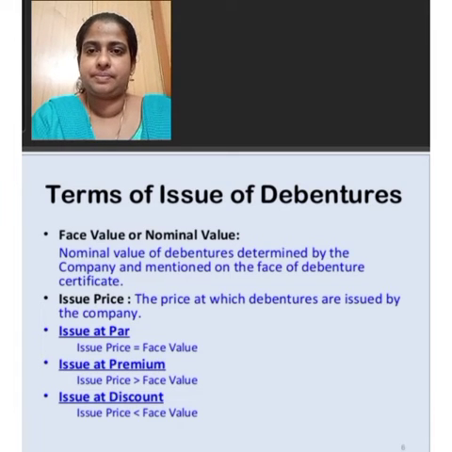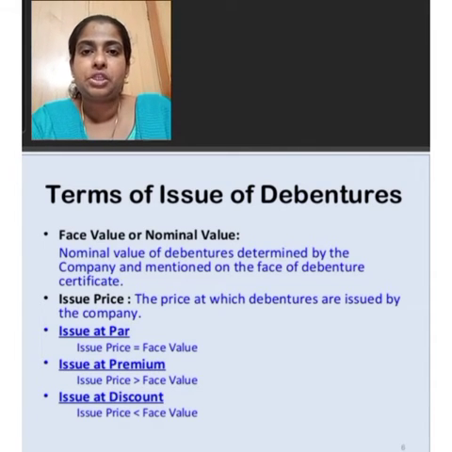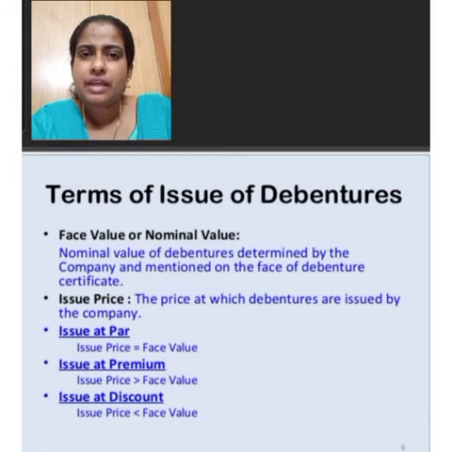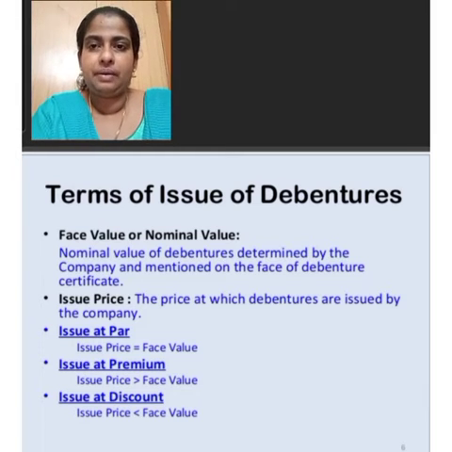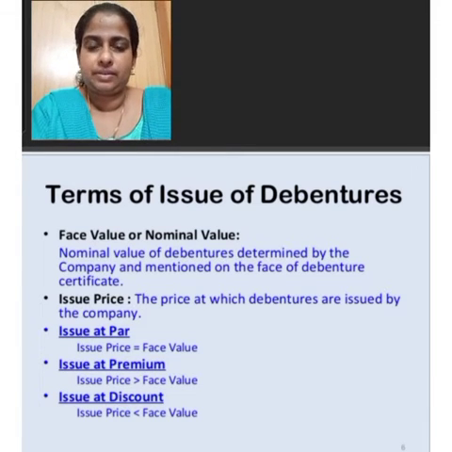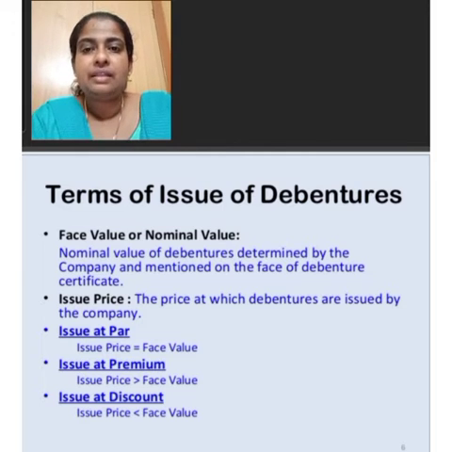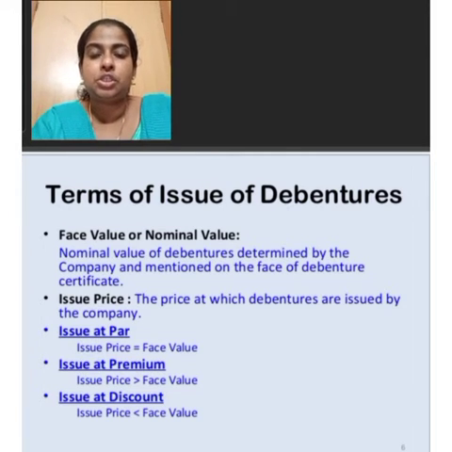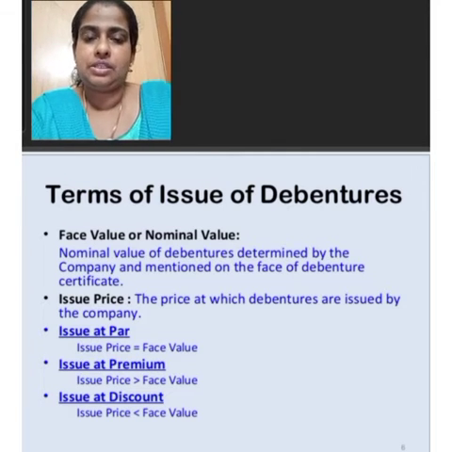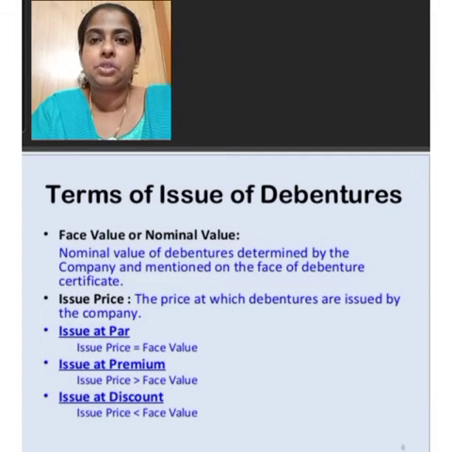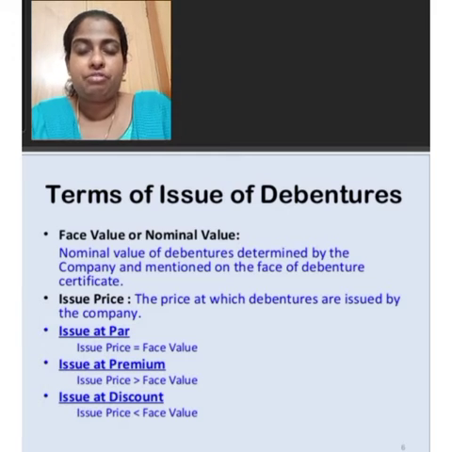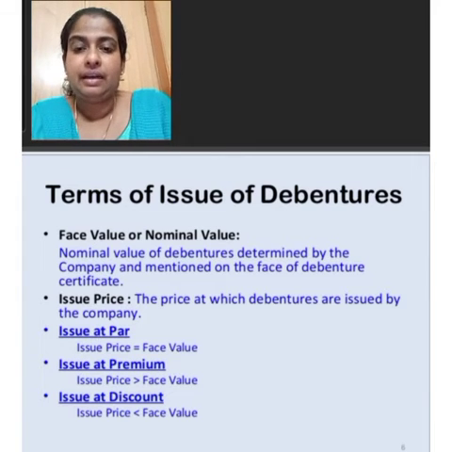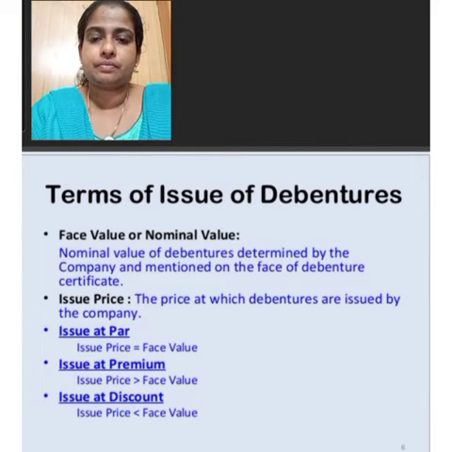Just like shares, debentures may also be issued either at par, at premium, or at discount. However, there is no restriction on the issue of debentures at discount, whereas shares can be issued at discount only after observing certain legal formalities.